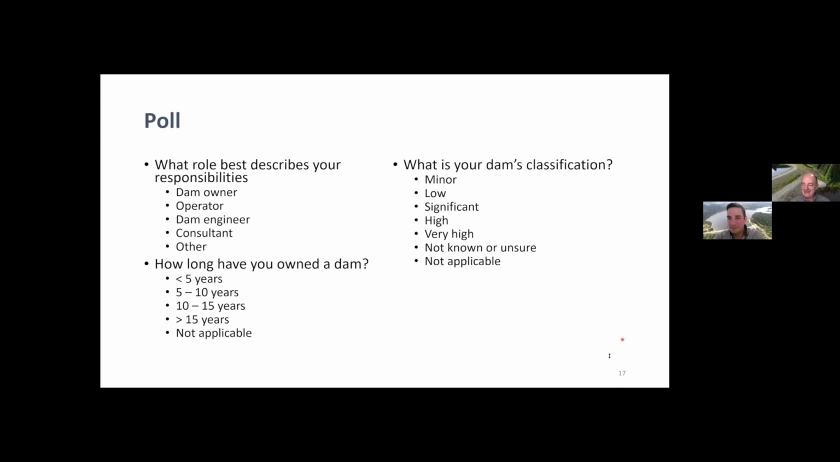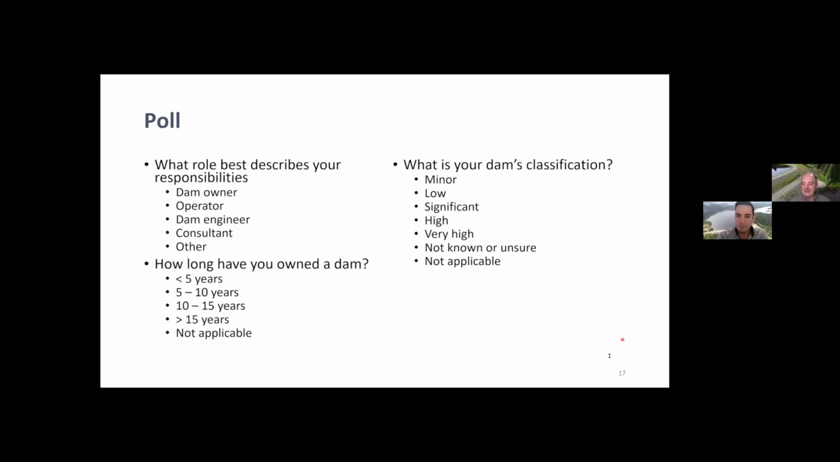And the last question, what is your dam classification? It's spread out. We got 30 votes in so far. It's 10% minor, 17% low, 23% significant, 27% high, and there's even a very high dam in there. So interesting. Maybe I'll just wait for another 10 seconds in case someone's still wanting to participate in the poll.